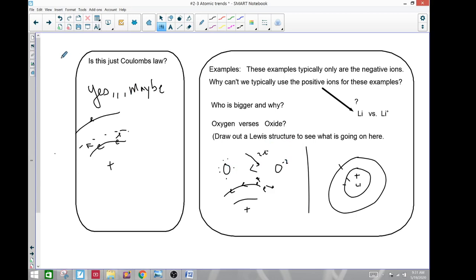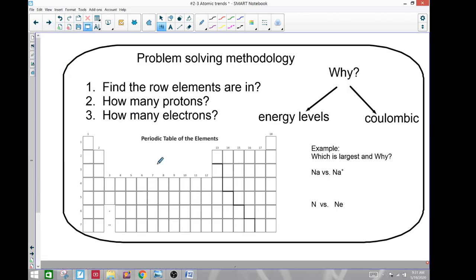All right. So, problem solving methodology. And we'll try this out here. Okay, this is the general pathway that we use to sort of dissect and investigate things. All of this has to do with 2 things.